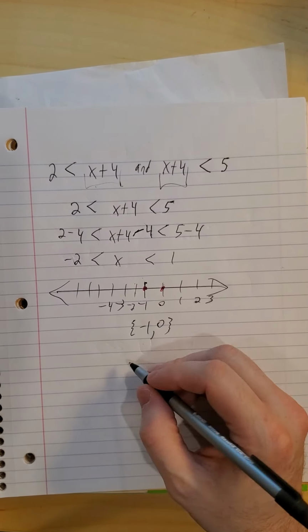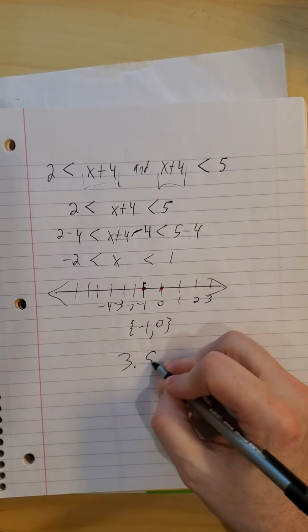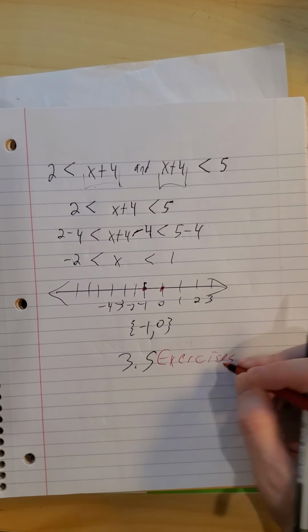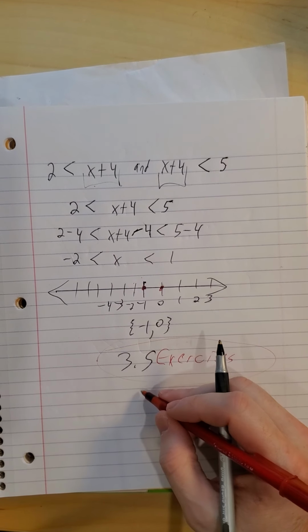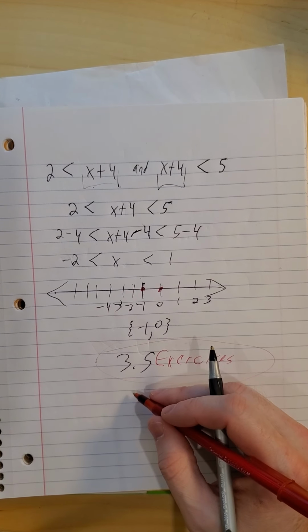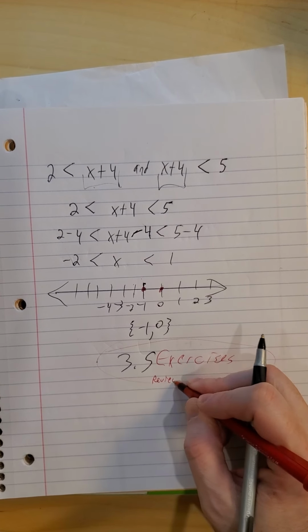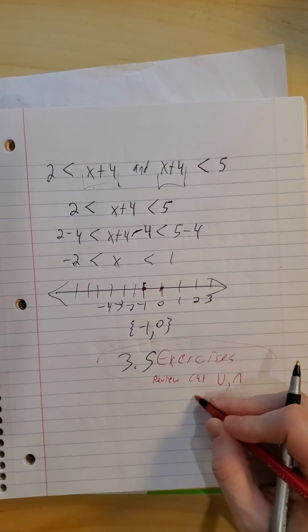So that should give you sufficient practice to work with section 3.5. So try out your 3.5 exercises. Remember to really practice with the ands and or, the unions and intersections. Review chapter 1, union, intersection if needed.